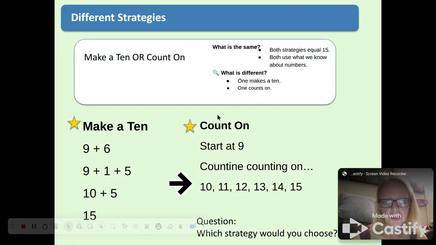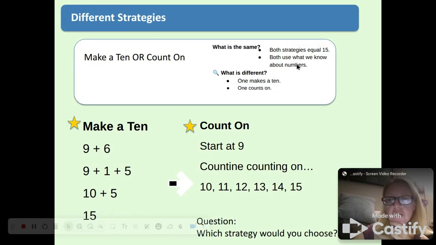The other strategy is the count on strategy. With this strategy, you just start at 9, and then you continue counting on. 10, 11, 12, 13, 14, 15. That's 6 of them. So you just count over 6 to get to our 15. Both strategies work. Both strategies are easy to remember. So let's talk about what is the same. Both of these strategies equal 15. That's right. And then what's another way that they're the same?